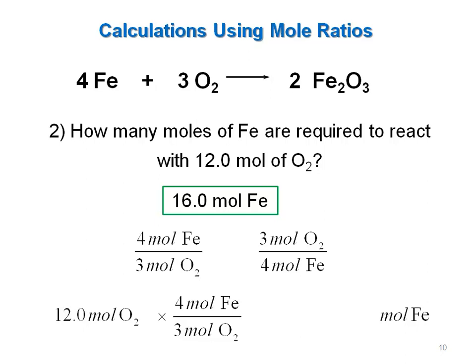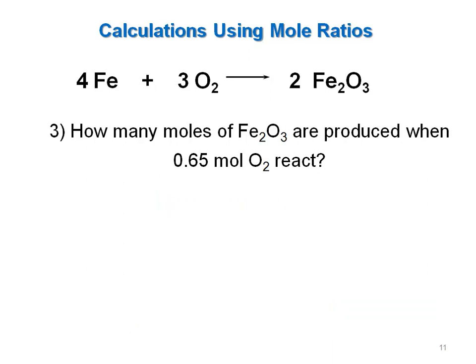If you can get the units to cancel out, your answer will be right as long as you don't put numbers in weird places, so the numbers match with the unit. So 12, units cancel out. 48 divided by 3, 16.0 moles of Fe. Three significant figures here because mole ratios are exact counting numbers. All right, now let's try this one.